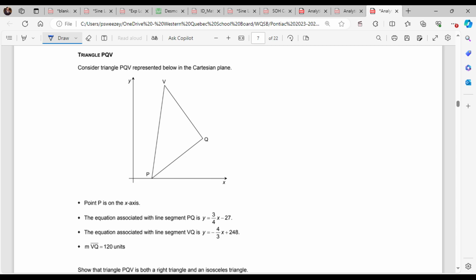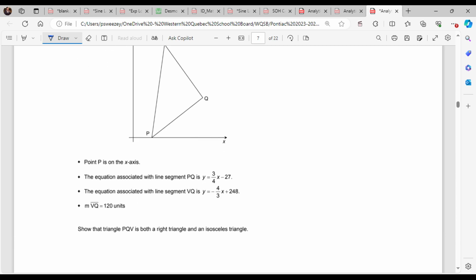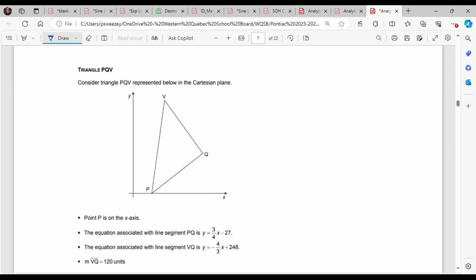Moving on, shape proofs. Let's go. When I see something that looks like this, I want you to start at the end. What I mean by that is, for a shape proof, what matters most is this right here: show that triangle PQV is both a right triangle and an isosceles triangle. So that matters the most. As soon as I see that, I'm going to go up to the top and make my list. So prove. Okay? So I'm going to go A, because I'm going to do numbers after.